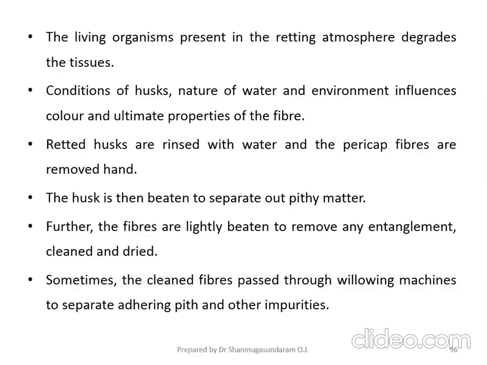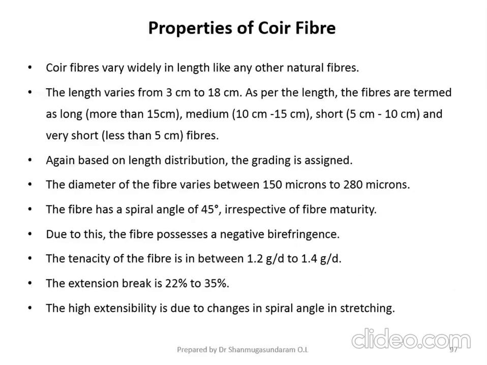So now look at the slide. These are all the properties of your coir fiber. Coir fiber varies widely in length. It is a natural fiber. The length varies from 3 cm to 18 cm. The fibers are termed long if the length is more than 15 cm. If the length is between 10 and 15 cm, you can call it medium quality. If the fiber length is between 5 cm and 10 cm, you can call it short fibers. If the fiber length is less than 5 cm, then you can call it very short fibers. Again, based on the length distribution, the grading is assigned. I told you at the beginning, the length is very, very important for a particular fiber.